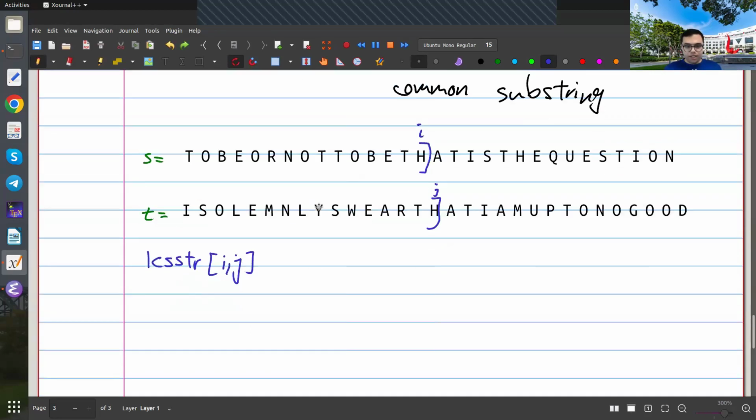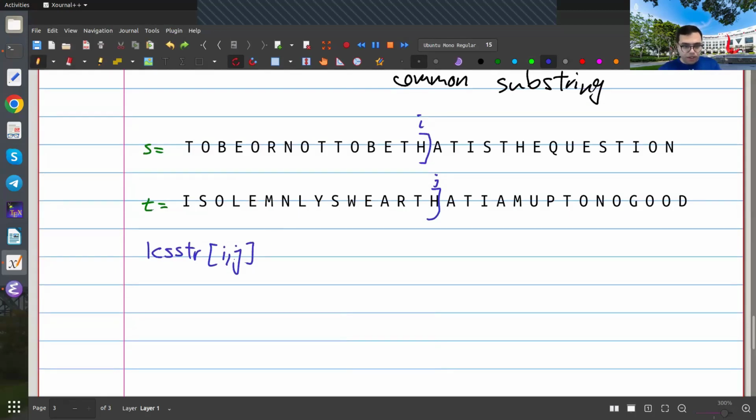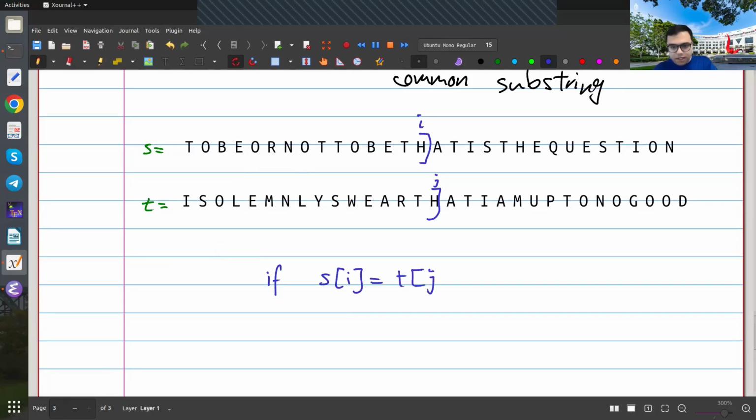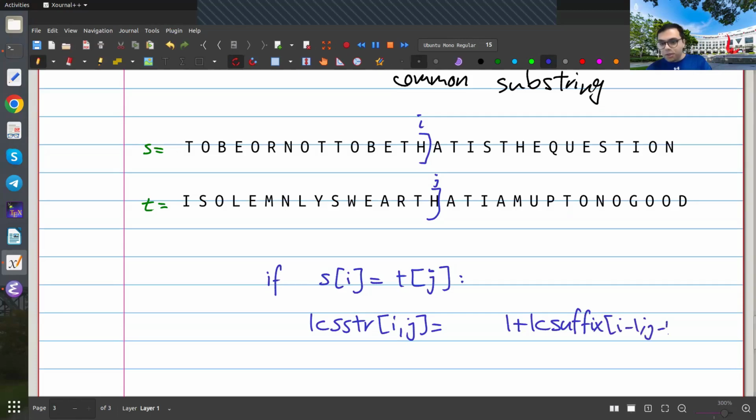So here's the thing. I want to find the longest common substring of I and J. I first say if Si is equal to Tj, then my longest common substring for I, J is going to be 1 plus the longest common suffix of I minus 1, J minus 1. So I'm going to use the table that I had from the previous one.